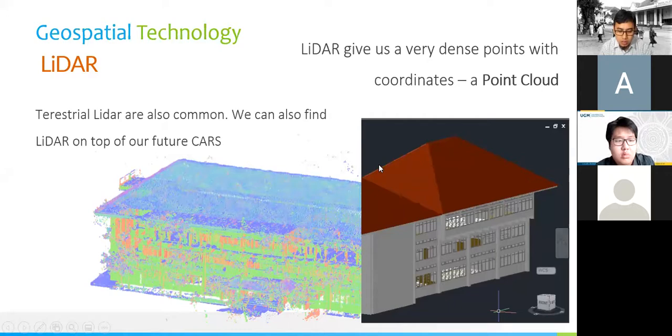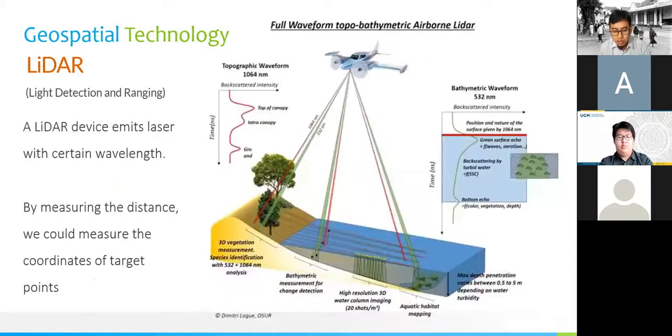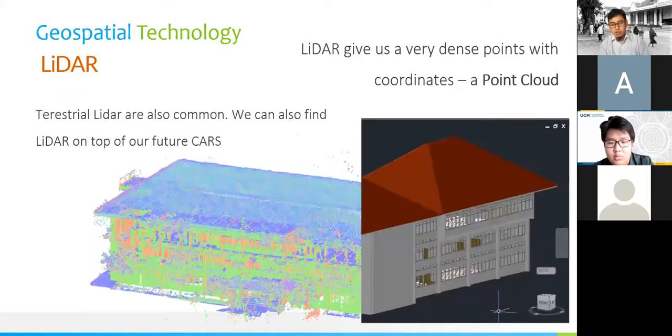And this is not only applied to something like this that is airborne, but we can also find LiDAR in many ways. We can also find LiDAR on top of our future cars, since some of the self-driving car companies equip their cars with LiDAR so that the car can see while strolling through the street. They can see an obstacle and avoid it using LiDAR, with the same principle as the one I mentioned earlier. So LiDAR is one of the geospatial technologies to be highlighted when we talk about how we represent the real world in a digital one, and it is definitely one of the most used technologies. We can also find terrestrial LiDAR, which we will see in the future when we talk about geospatial technology.